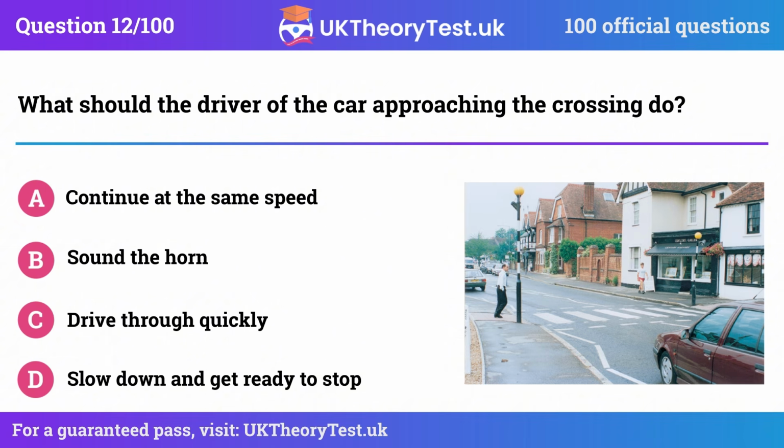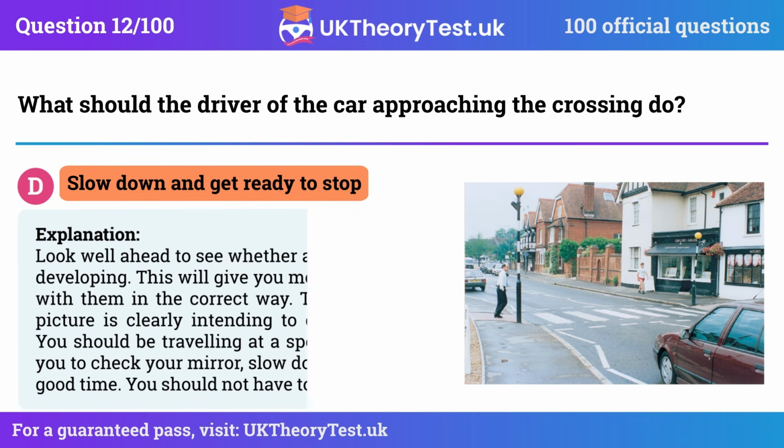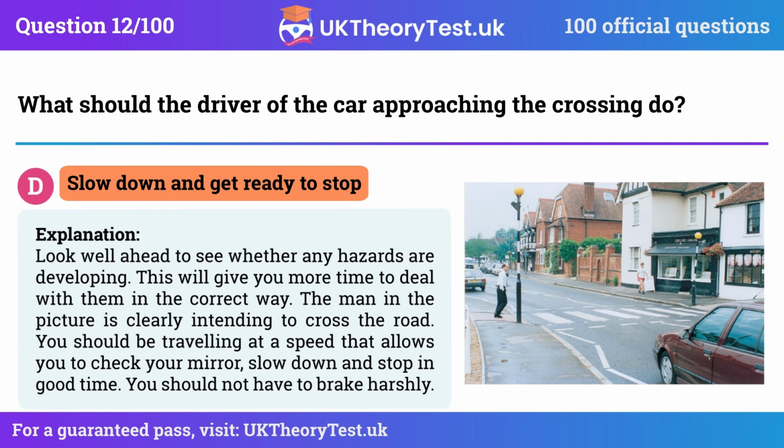The correct answer is D. Slow down and get ready to stop. Explanation. Look well ahead to see whether any hazards are developing. This will give you more time to deal with them in the correct way. The man in the picture is clearly intending to cross the road. You should be traveling at a speed that allows you to check your mirror, slow down and stop in good time. You should not have to brake harshly.